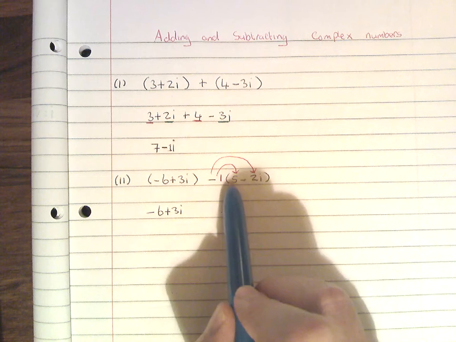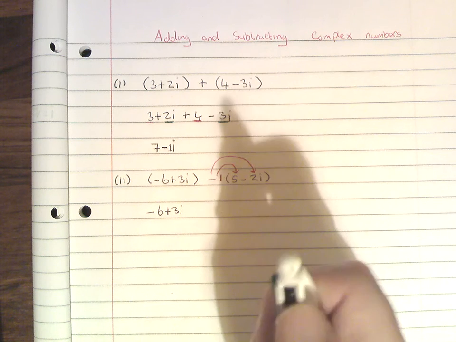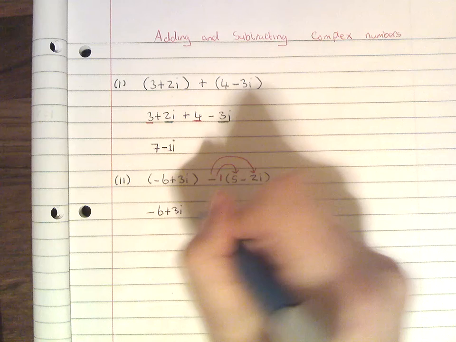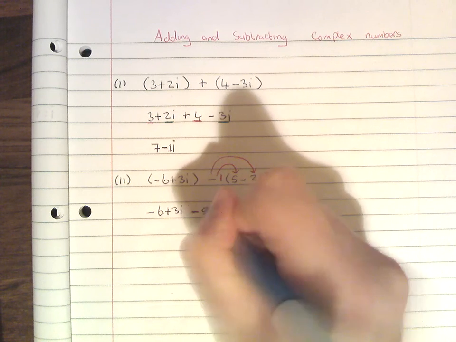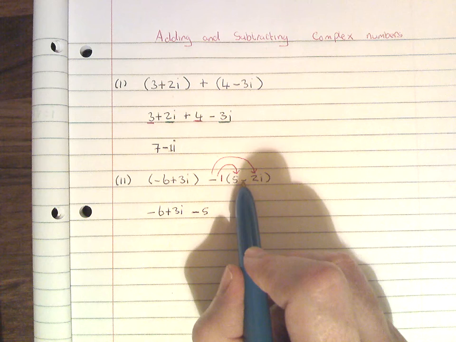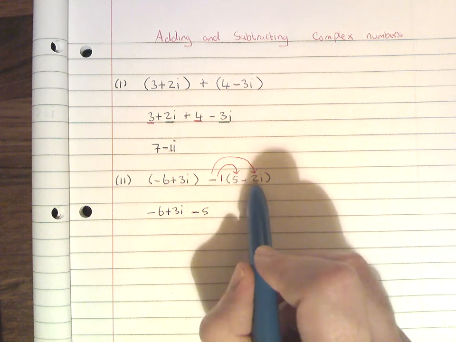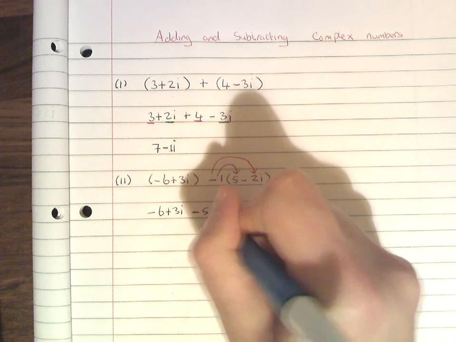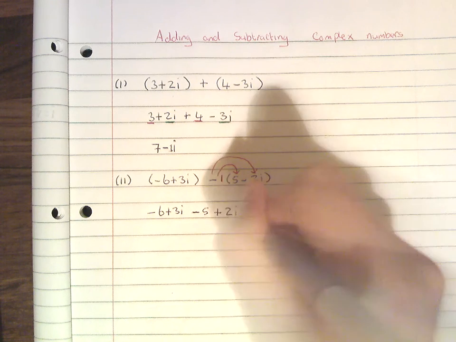Okay, so it's minus 1 times 5. So minus 1 times 5 is going to leave us with minus 5. Okay, and then minus 1 multiplied by minus 2i, that will become positive. So it'll become plus 2i, like so.